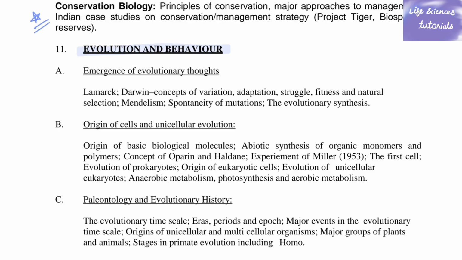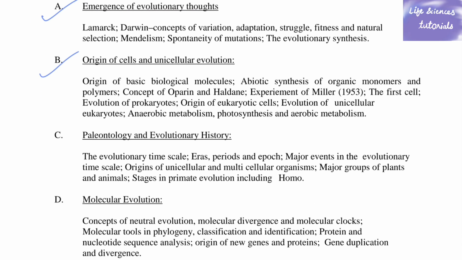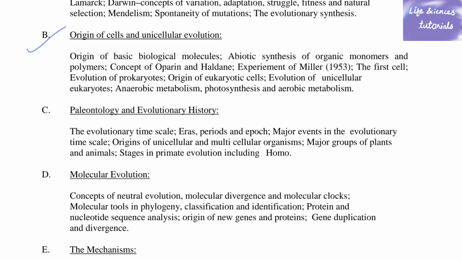So here we have the emergence of evolutionary thoughts, different theories given all throughout. Next, origin of cells and unicellular evolution. So all the experiments, all the theories which were involved, right from prokaryotic, eukaryotic cells, complex life forms, the entire sequence. Next, paleontology and evolutionary history. Very important. There are many questions asked based on the evolutionary time scales or the eras and all. There are many questions. PYQs, so do it.